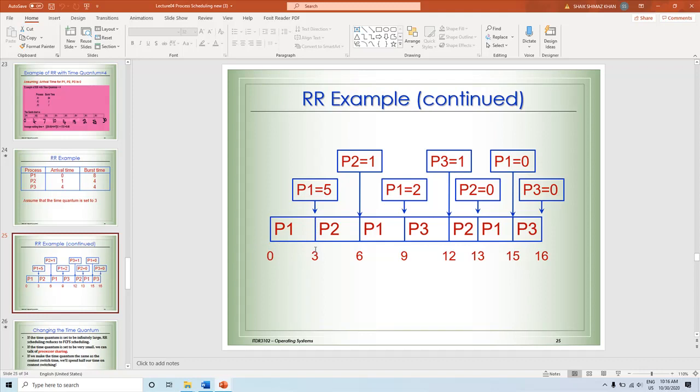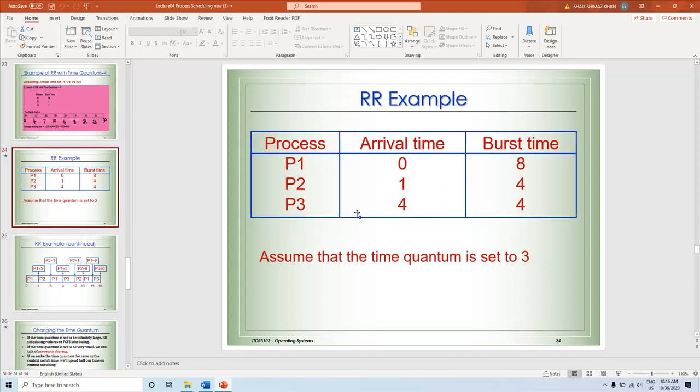After 3 milliseconds, context switching takes place and P1 exits the CPU and goes to the ready queue at 3 milliseconds. So please understand, P1 is joining the ready queue before P3. That is why P1 is getting the chance before P3. Let me repeat once again. The arrival time of P3 is 4, correct? P1 is getting the chance first.